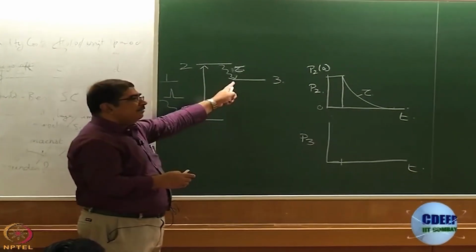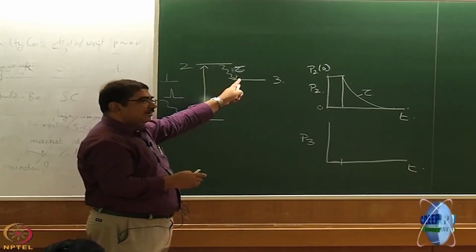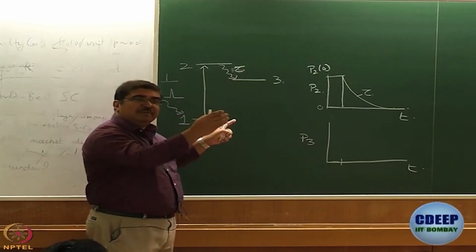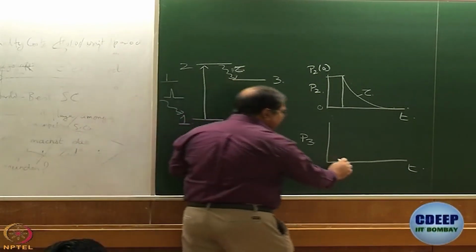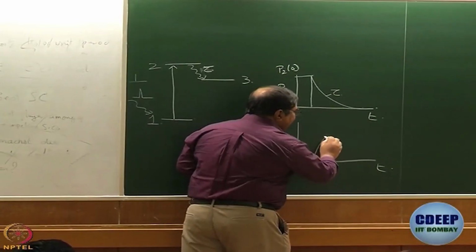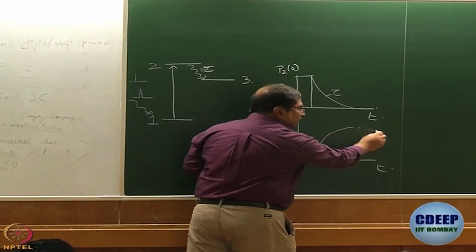Yes, it starts building up. How? From here. What about some time later? It becomes a little more, right? So what you get is, from time 0, a rise in the population of level 3. Of course, eventually it decays.